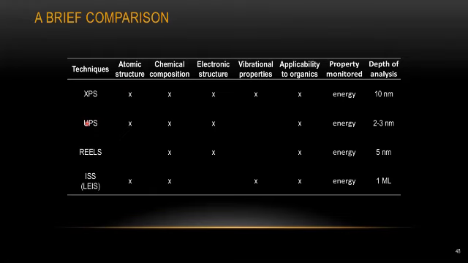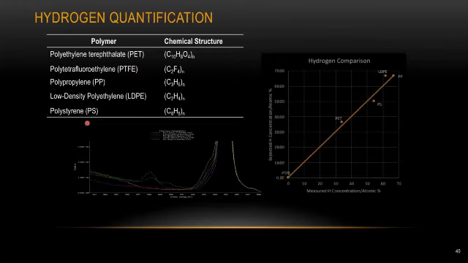Now I will go through 2 more examples from the NEXSA. The first example I want to show you is hydrogen quantification. The data below here is raw data from the REELS spectrum, coming from 5 different samples with different chemical structures. What we try to do is quantify the hydrogen in these 5 different materials. The data on the right is a comparison between the measured hydrogen concentration and the expected hydrogen concentration. You can see from the data that there is very close agreement between the measured data and the expected data. That's why you can use the REELS measurement to quantify the hydrogen inside your material.